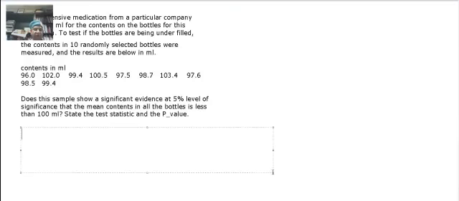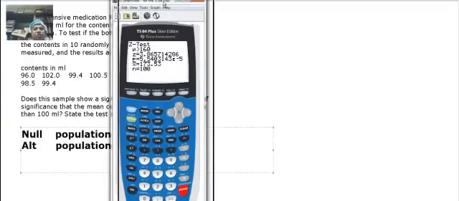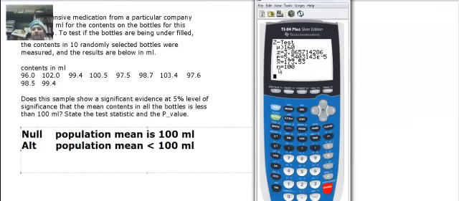So in this case, what we are testing, our null is that the population mean is 100 ml. We will just assume that, give it the benefit of the doubt. And the alternative: the population mean is less than 100 ml, right? Now, we don't know the population standard deviation here, so which test do you think we have to use? The t-test, since we don't know the population standard deviation. Exactly. So we will use the t-test.